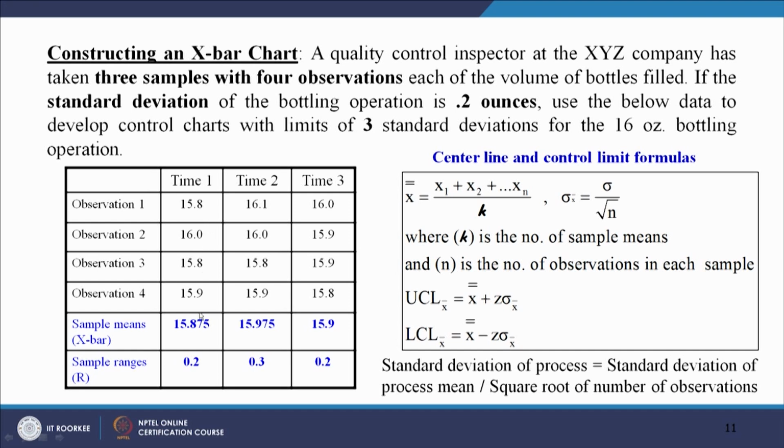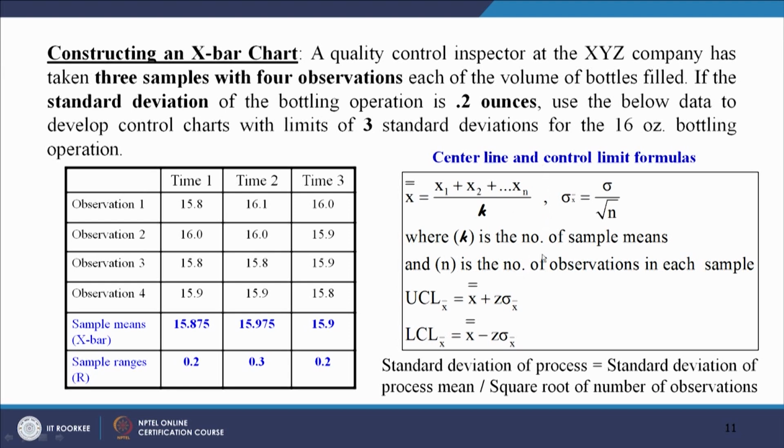If you can see the data here, the maximum value is 16.0 and the minimum value is 15.8. So the difference between the maximum and the minimum value is 0.2. And similarly for sample 2 and sample 3 we can calculate the range.